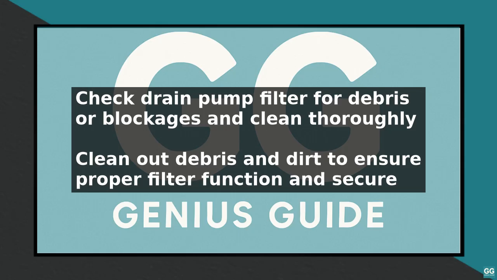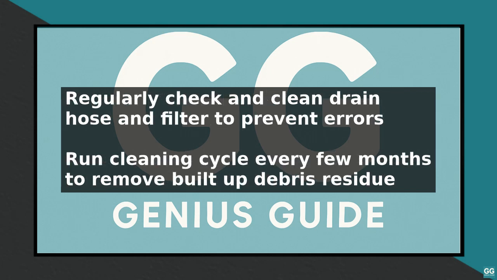To prevent future occurrences of the F17 error code, make sure to regularly check and clean the drain hose and filter. It is also a good idea to run a cleaning cycle on the washing machine every few months to remove any built-up debris and detergent residue.